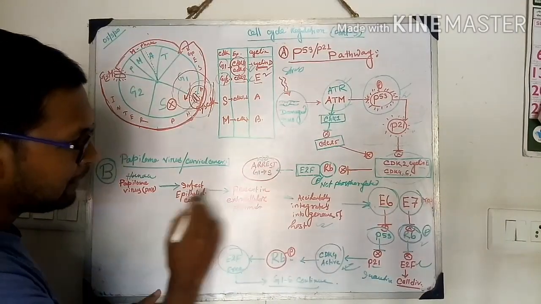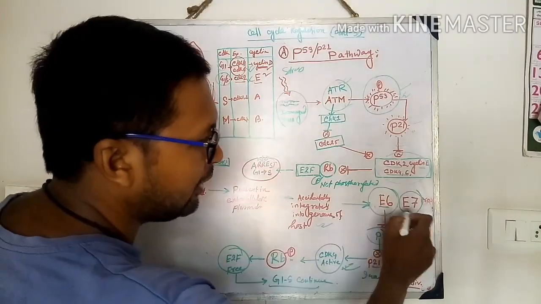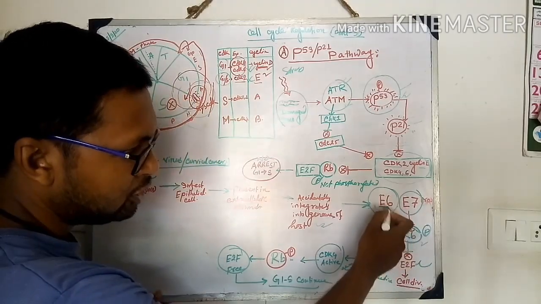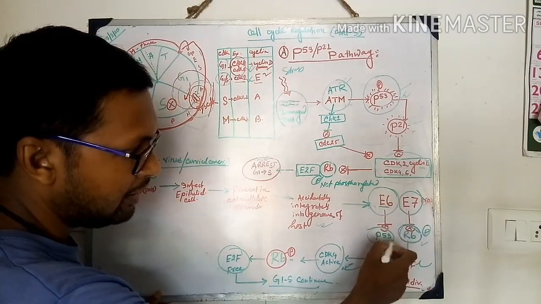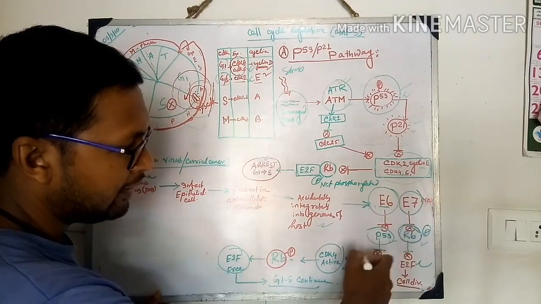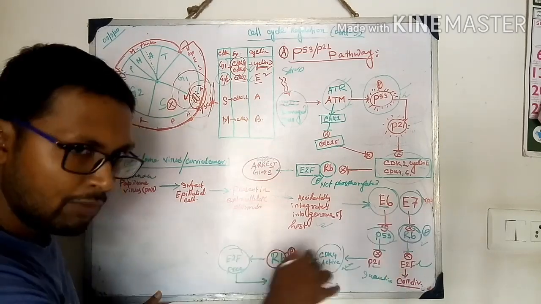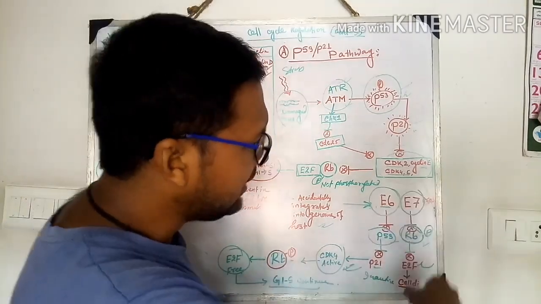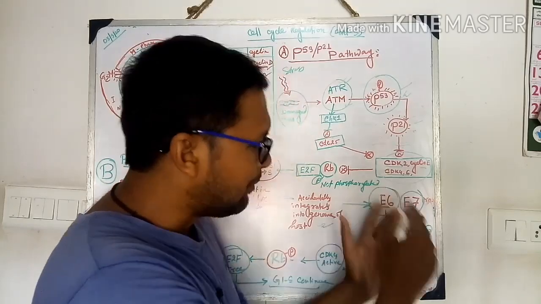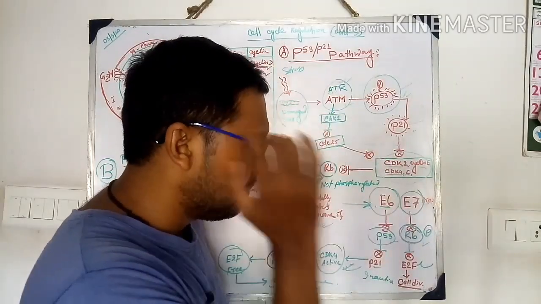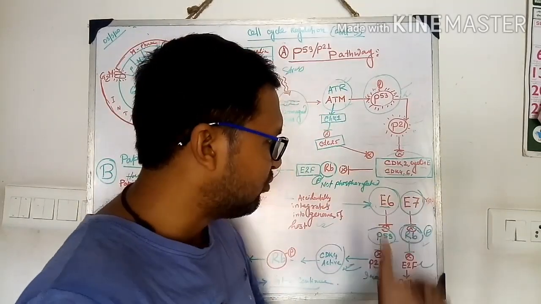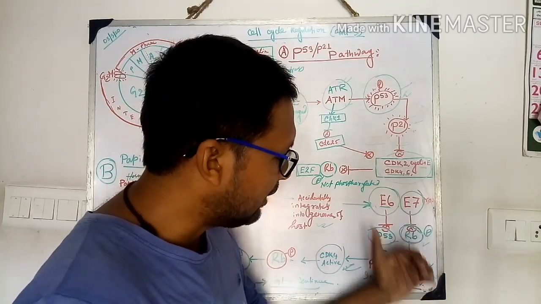Human papillomavirus, after entry, will produce E6 and E7 protein. E6 protein directly inhibits P53, and with P53 inactivated, P21 is inactivated. This is the common cycle. And in case of E7, it occurs in the same way. That is, RB is inhibited by phosphorylation and E2F is free. So cell division continues.